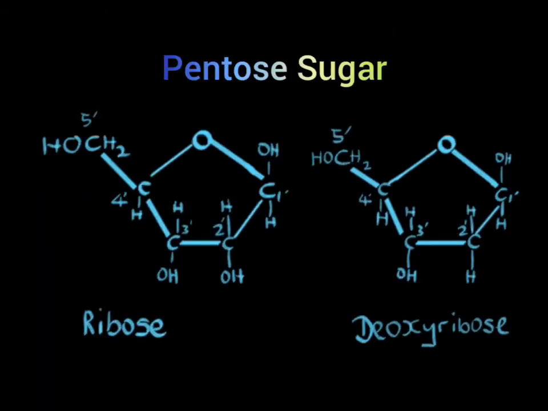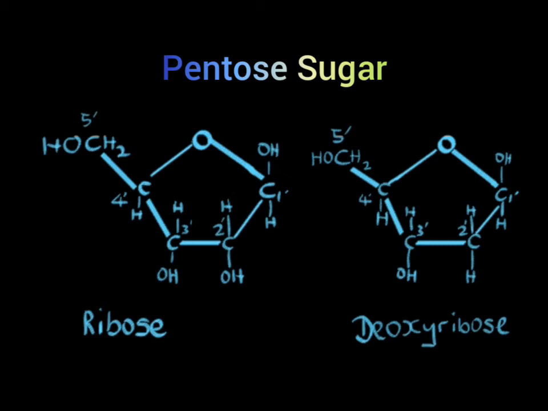Here are the structures of the two important pentose sugars that we need for our studies on nucleic acids. The first is the ribose, and the second is the deoxyribose. The ribose sugar is the sugar that forms the structure of our RNA, while the deoxyribose sugar is the sugar that forms the structure of our DNA.